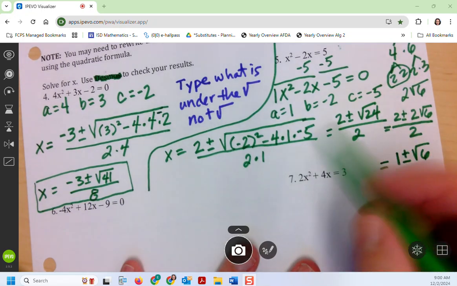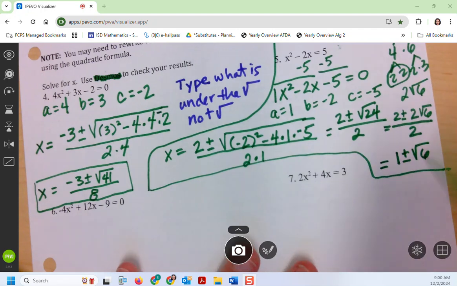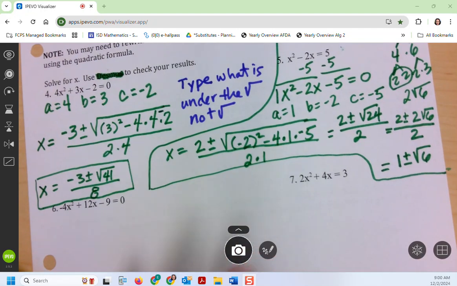And that one's done. Let's see if I can connect the dots here. There we go. So that's the answer for number 5.